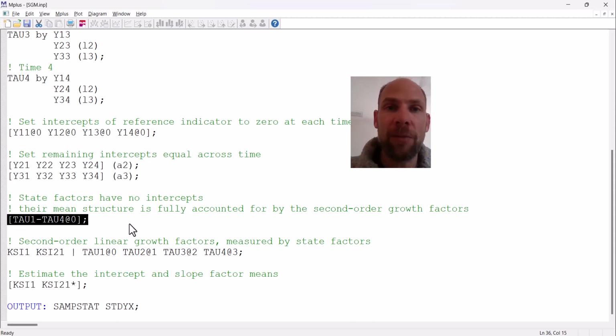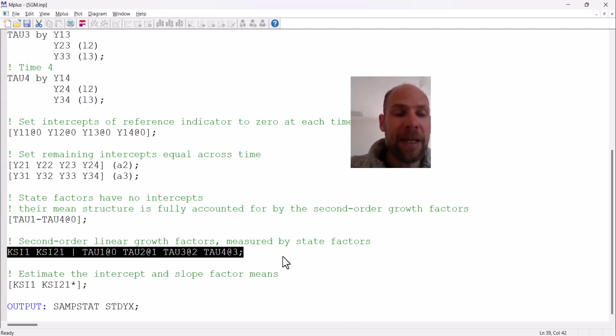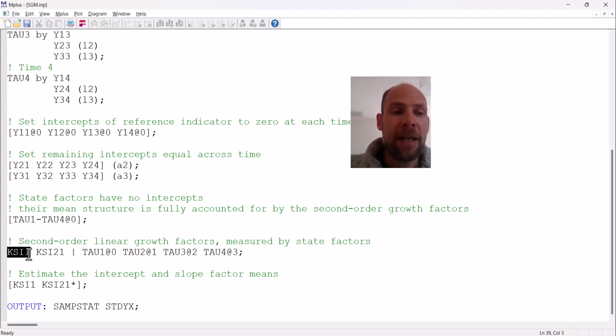Otherwise, the mean structure wouldn't be identified and wouldn't make sense. And then here, in this line of code, we specify our intercept and slope factors. In this case, I call the intercept factor Xi, again, to be in line with latent state trait theory, because in latent state trait theory, Xi indicates the trait. And so the intercept factor in a second order growth model can be interpreted as the trait score, or the factor that represents the trait scores at time 1.